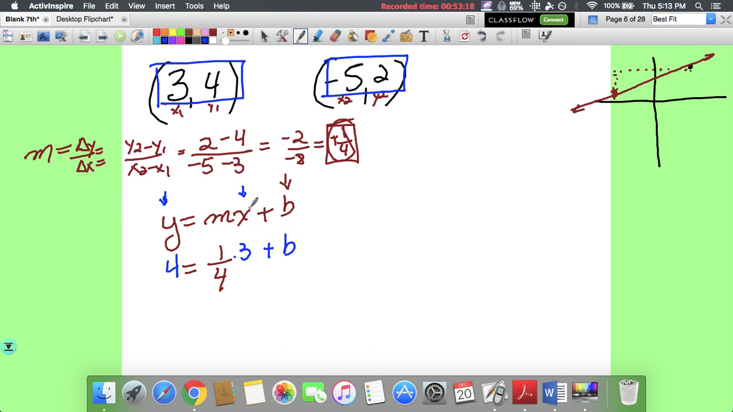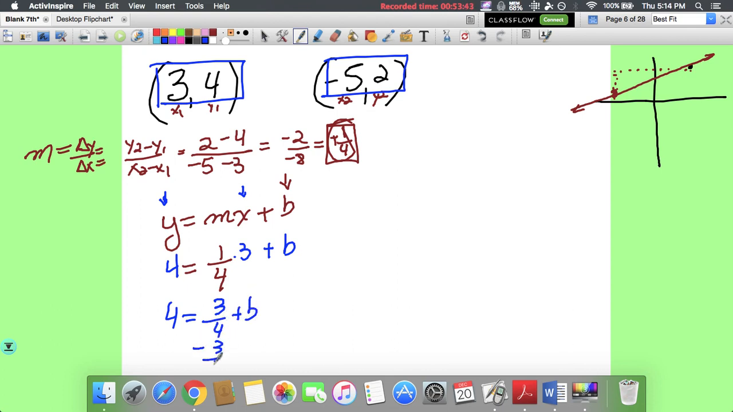And that gets rid of 2 of the 3 variables that I had, because I had a y, an x, and a b. The x I substituted with a 3. The y I substituted with a 4. So now I only have one variable, which is the b, which is what I'm trying to find anyway. So 4 equals 1/4 times 3, which is just 3/4, plus b.